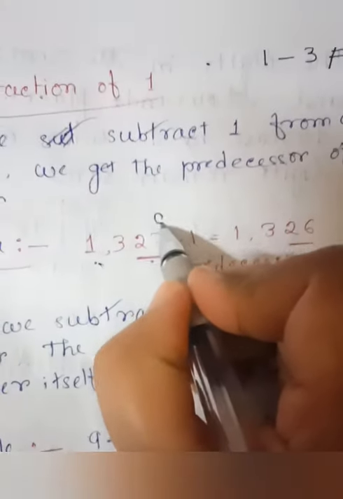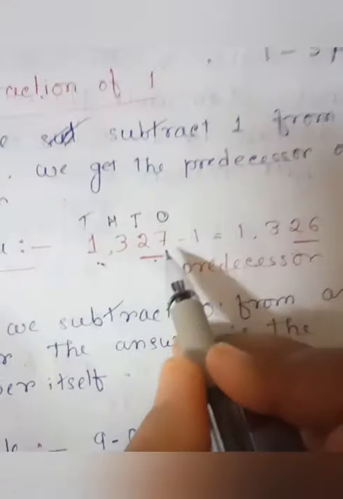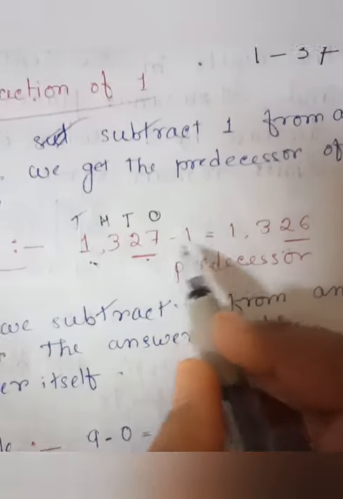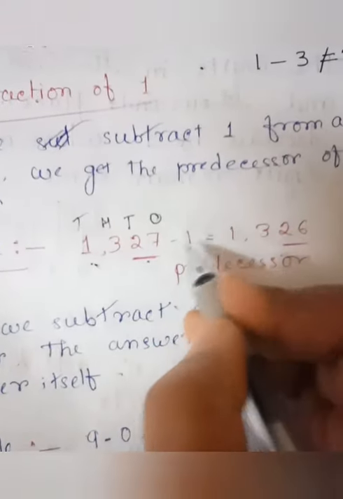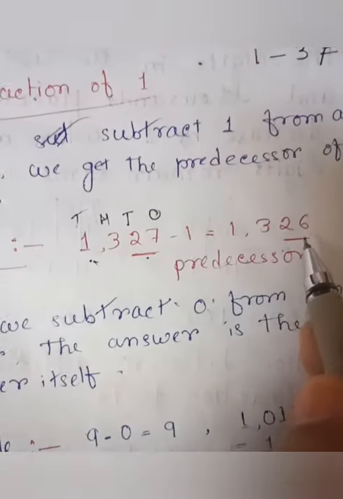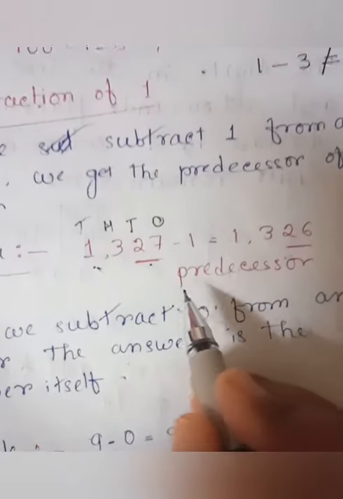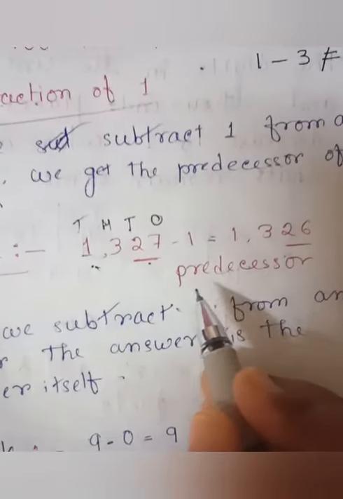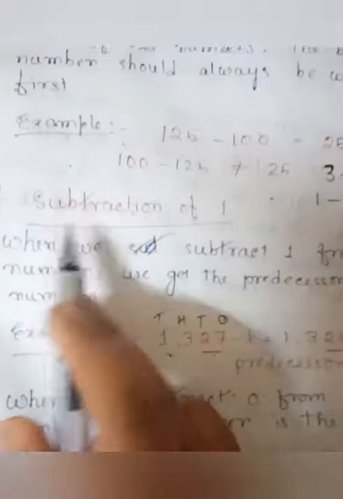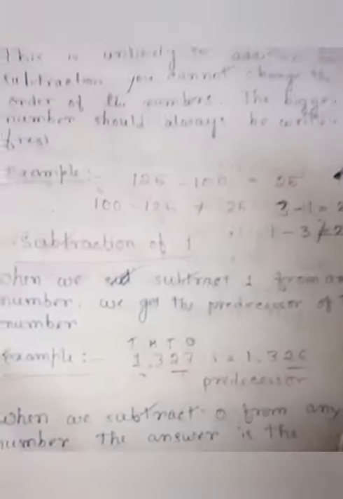See, this is 7, this is 1's place, this is 10's place, this is 100's place, and this is 1000's place. So in the 1's place there is 7. So from the 1's place only we have to subtract, because this is also a single digit number. So the result we will get is just the previous number of this number, and the previous number of any number we call the predecessor. Okay, so that is the rule, that subtraction of 1 gives the predecessor of the number.